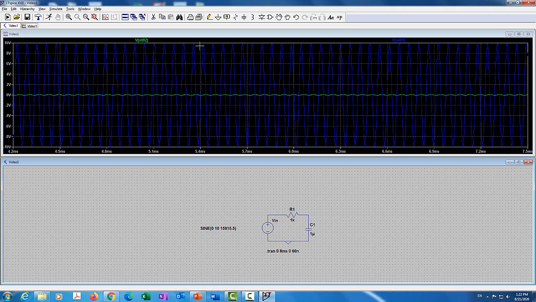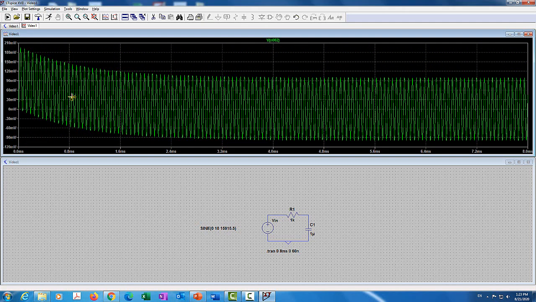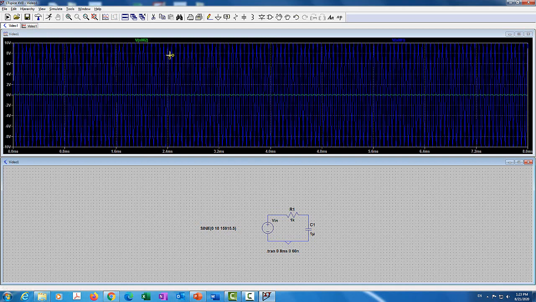So let me plot the input. And you can see that the input here will read plus 10 and negative 10, but the output will be VI over 100. So that's why the output reads from 0.1 to negative 0.1. Also, let me zoom out, this is the transient. If you plot the input, you can see that the input is steady. It still goes from positive 10 to negative 10 all the way through.